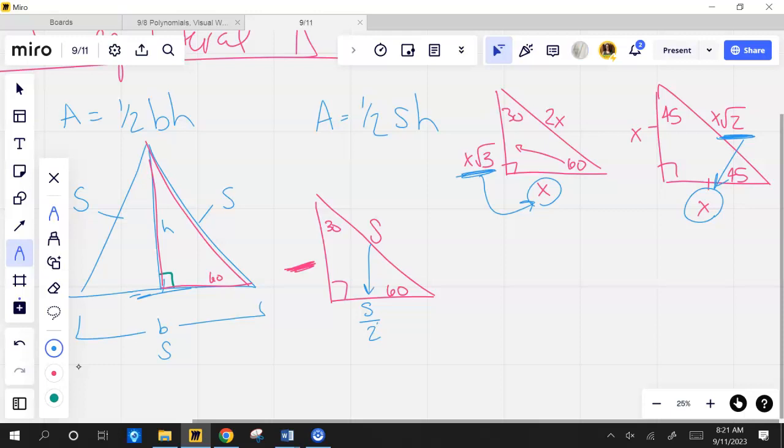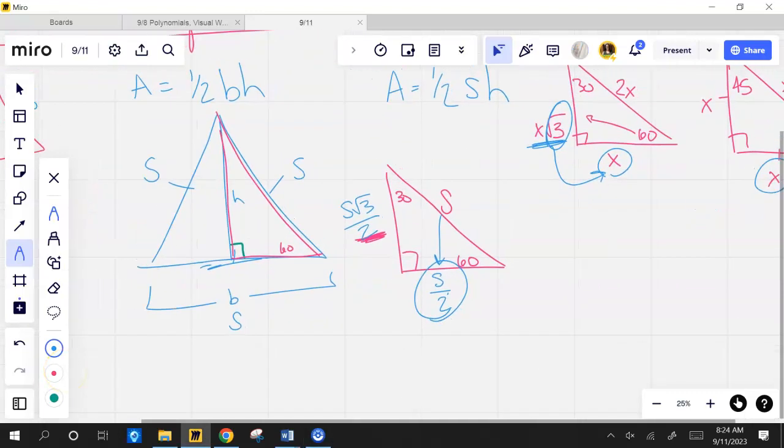Now I need to rewrite that long side in terms of s. How would I do that? That's right, I'm going to take this and multiply by square root of 3. So s square root of 3 over 2. Triangle using only s's, because now I'm back to this triangle, right? So this, okay, so area equals 1/2.